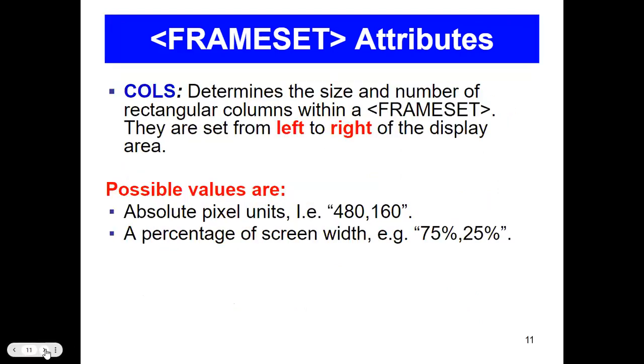Then the next attribute is cols, which stands for columns. It determines the size and number of the rectangular columns within a frameset. They are set from left to right of the display area. Rows are set from top to bottom and columns are set from left to right of the display area. The possible values are number of pixels or percentage of the screen width.